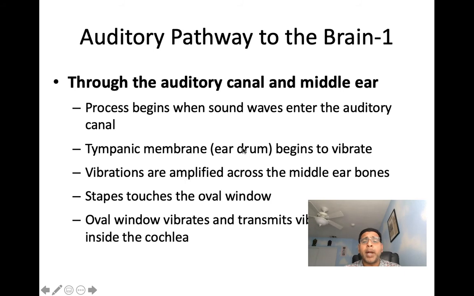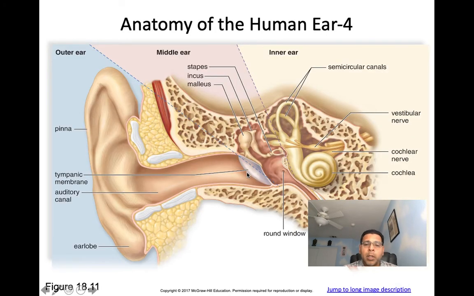Then the tympanic membrane, or the eardrum, is going to be struck by those sound waves that have entered the auditory canal. When the tympanic membrane is struck by those sound waves, this will cause it to start to vibrate. So if we were to draw that in, we could see we'll have sound waves making their way into the auditory canal. And when they do, they're going to hit that tympanic membrane and cause it to start vibrating itself.